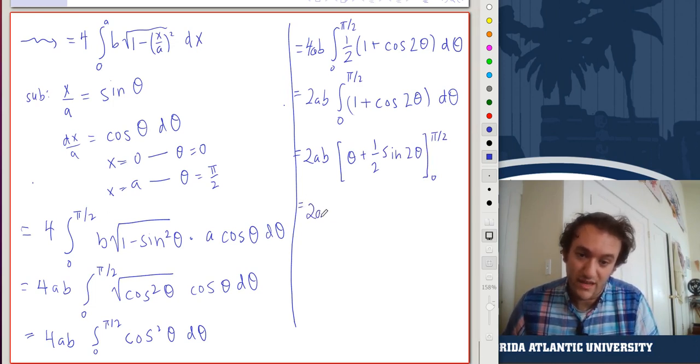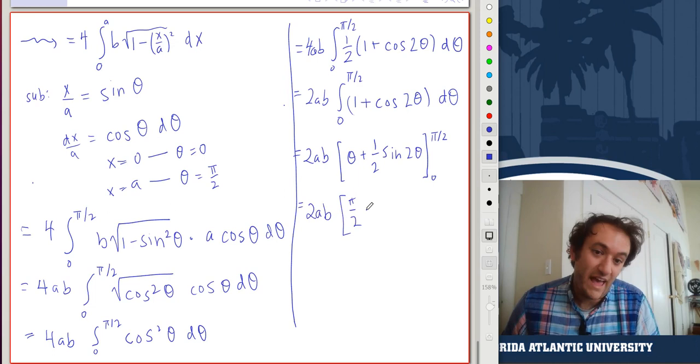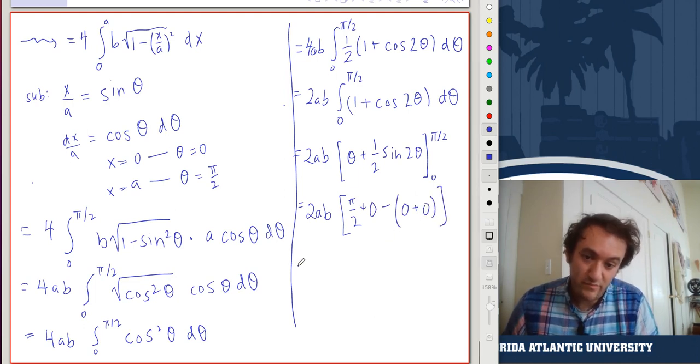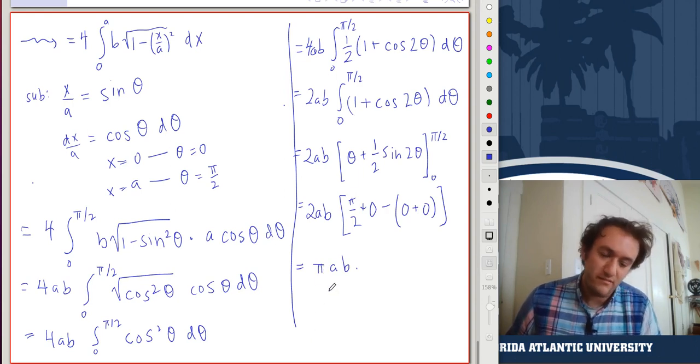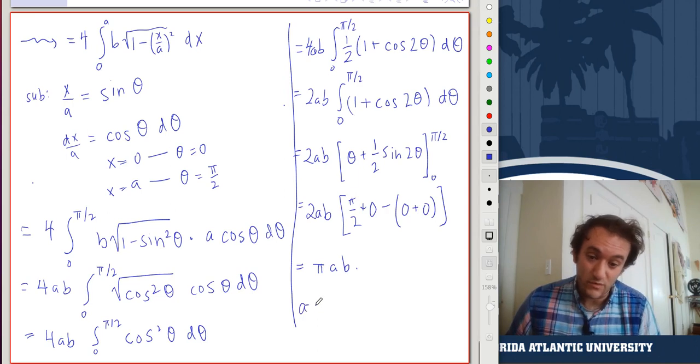And we get 2ab times (pi over 2 plus 1/2 sine pi, which is just 0) minus (0 plus 1/2 sine 0, which is also 0). So it's 2ab times pi over 2, or pi a b. And that's intuitively what it should be. Think about, for instance, when a equals b. Then what we have is a circle. If a equals b equals r, then this is pi r squared. And that confirms what the area of the circle should be in terms of the area of an ellipse.